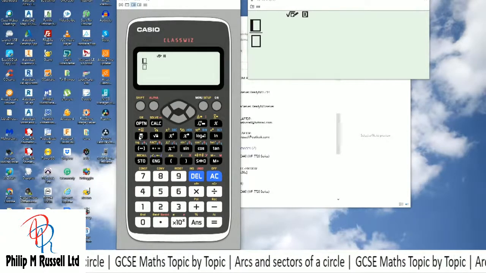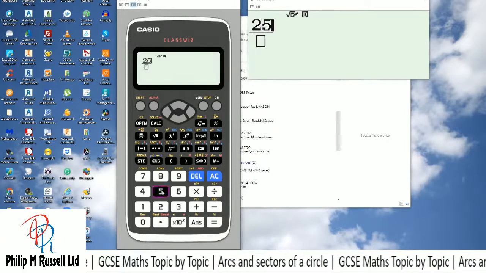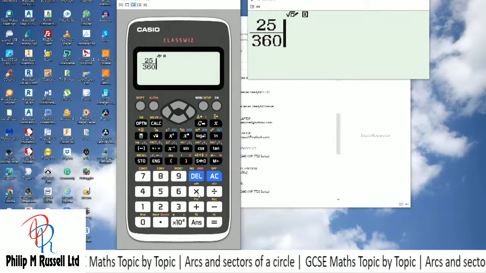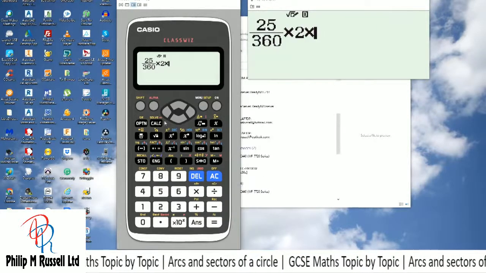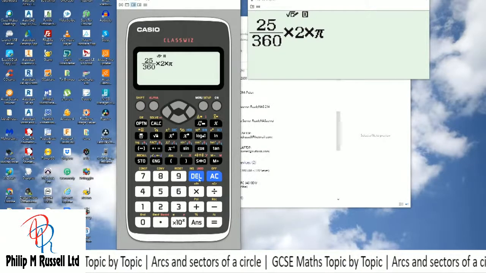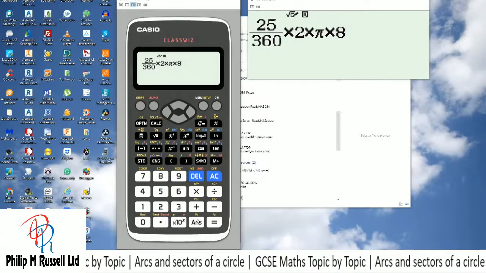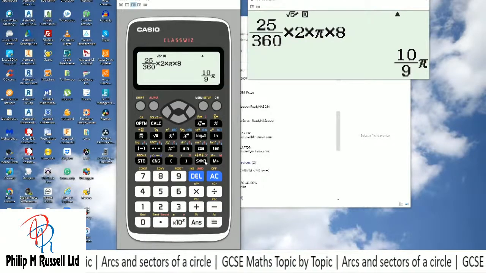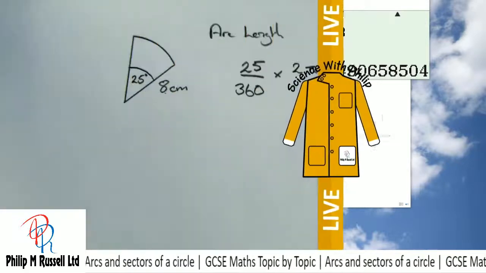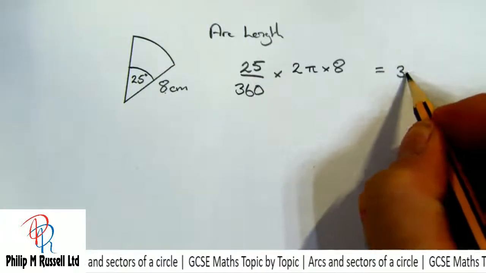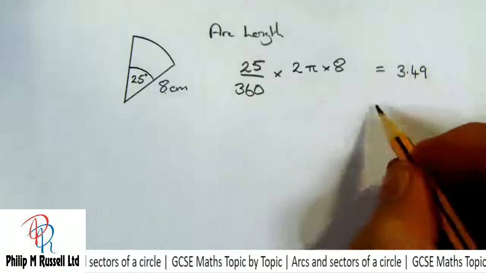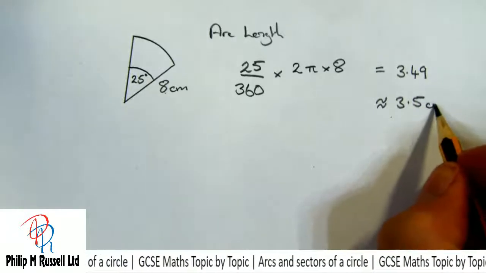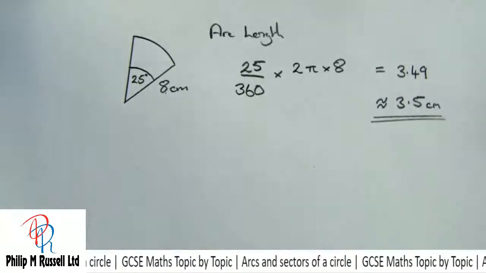So I like using fractions because they are quite easy things to use. So that's going to be 20 over 360 multiplied by 2 multiplied by pi and multiplied by my radius, which is 8, and it comes out as 10 over 9 pi, and that we can convert to a number which we get as a length 3.49, which is going to approximate here to 3.5. And there's our answer.